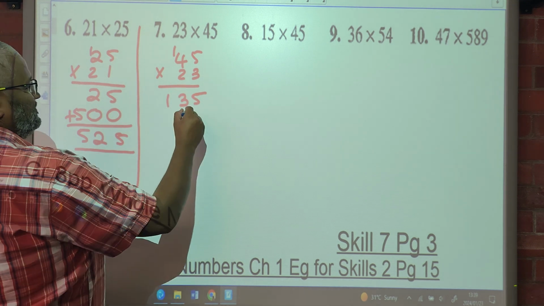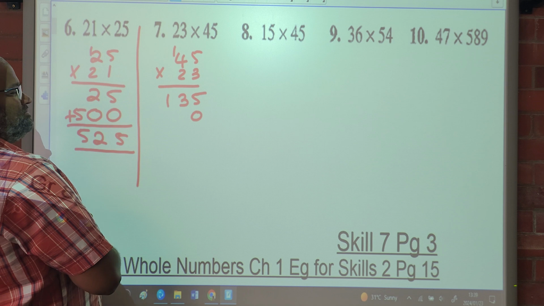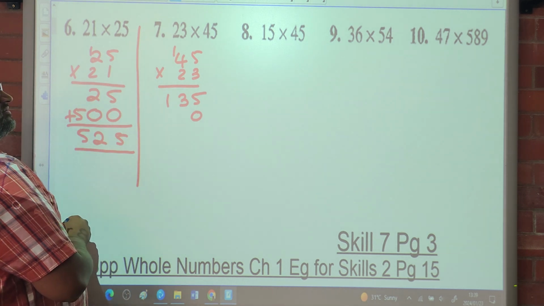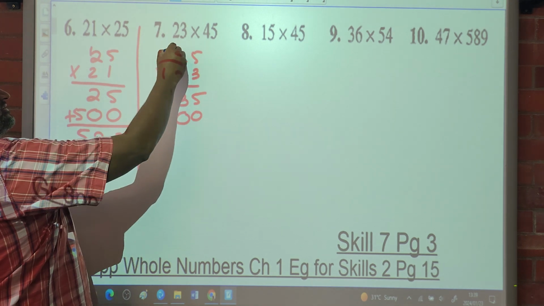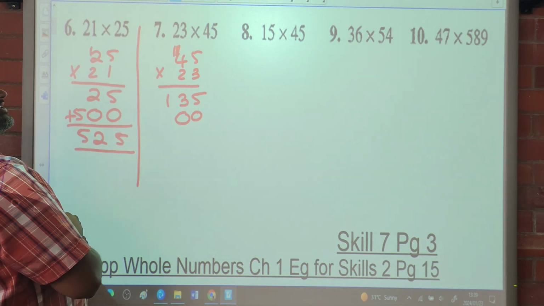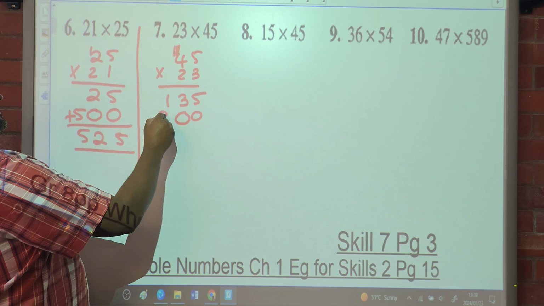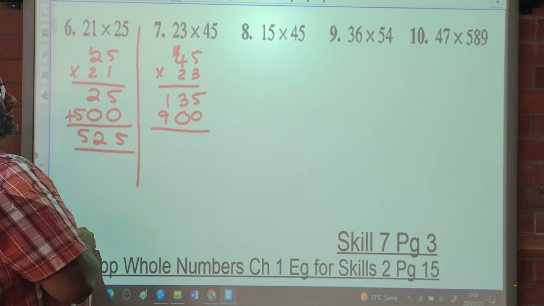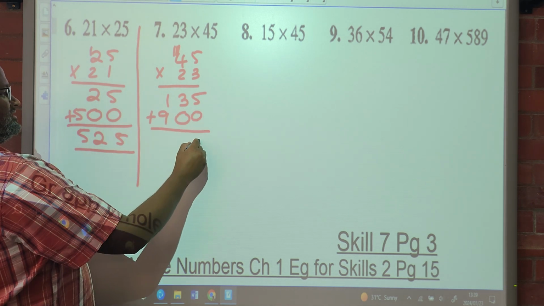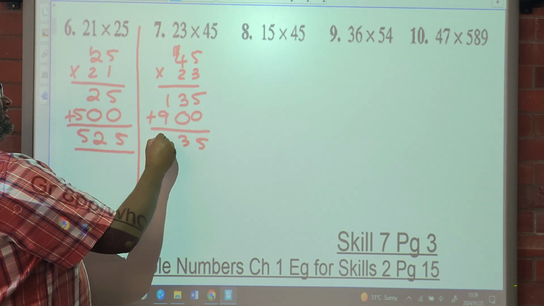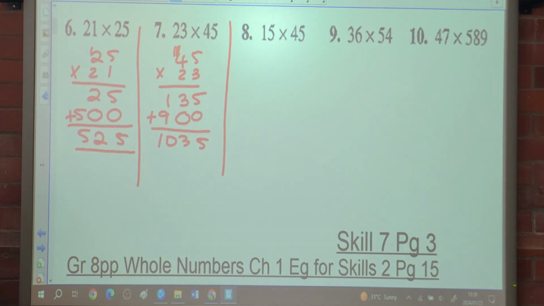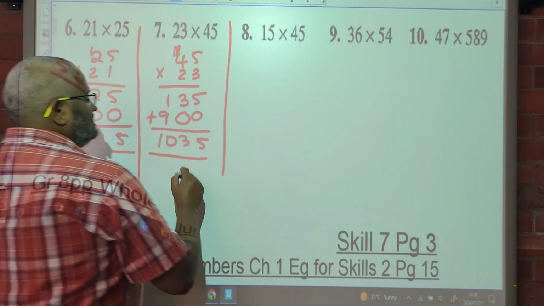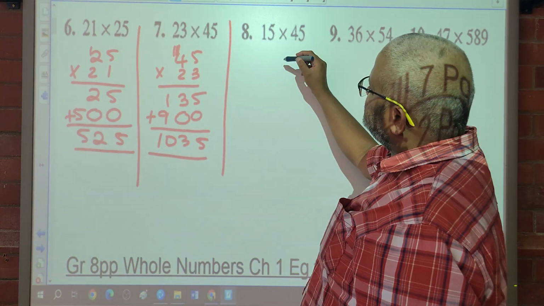Okay, so we'll have 0 as a placeholder, so multiplying it by the tens digit now. 2 multiplied by 5 is 10, carry 1. 2 multiplied by 4 is 8 plus 1 is 9. So we add. It's going to give us 5, 3, and 1 plus 9 is 10. You all okay with that? Any confusion? No. Look at the next one.